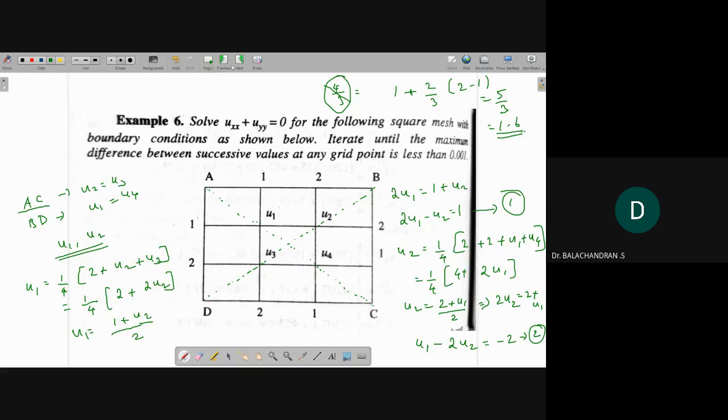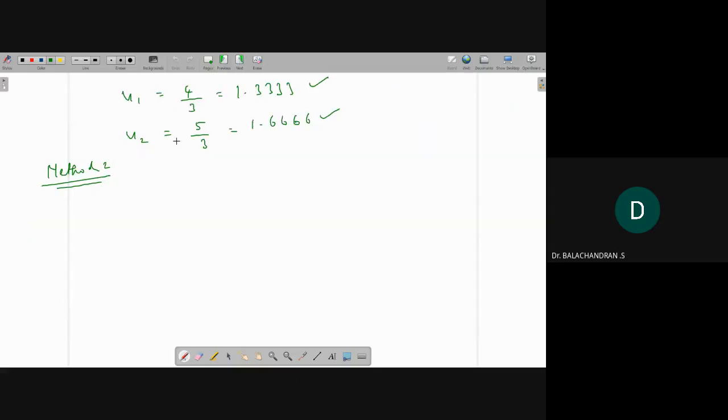So I am going to assume u2 is 1.6. Okay, now u1, rough values.